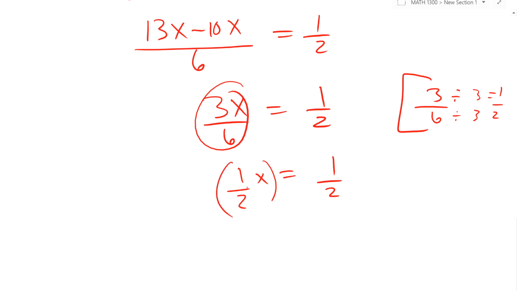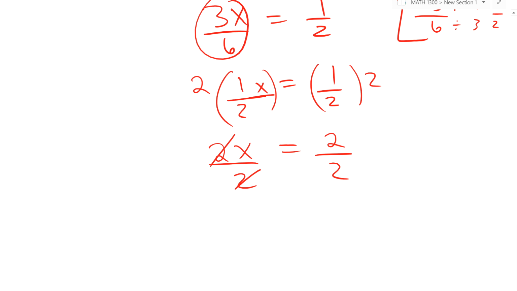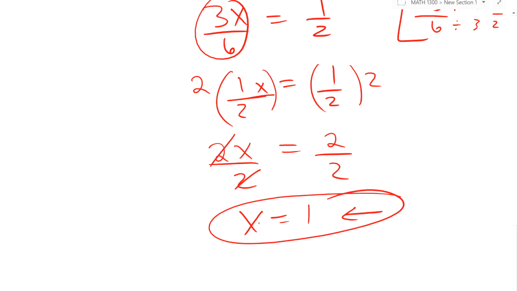So now, since I'm dividing by 1/2, I need to multiply by 2 on each side, the left and the right. So then you're left with 2x over 2 equals 2 over 2, and then these 2's cancel. So 2 divided by 2 is just 1, and this right here would be a solution. And so now that right there is our x. This right here is our solution.